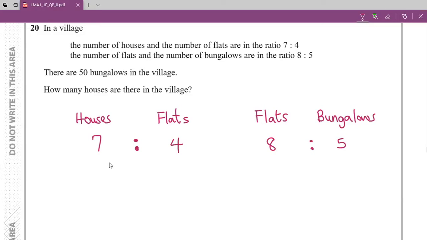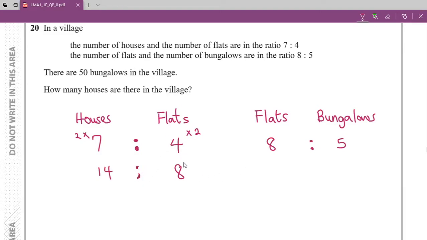Now there are a couple of ways you could solve it, but I want to solve it in a way that makes a lot of sense and is very easy. You can see I have flats here and I have flats here. So I just have to make them have the same unit, and one of the ways I can do that is to multiply this 4 by 2 to make it 8 units of flats. And whatever I do here, I'm going to also do on 7 for the houses. So I multiply here by 2, and I also multiply here by 2. So I have 8 flats and 14 houses.